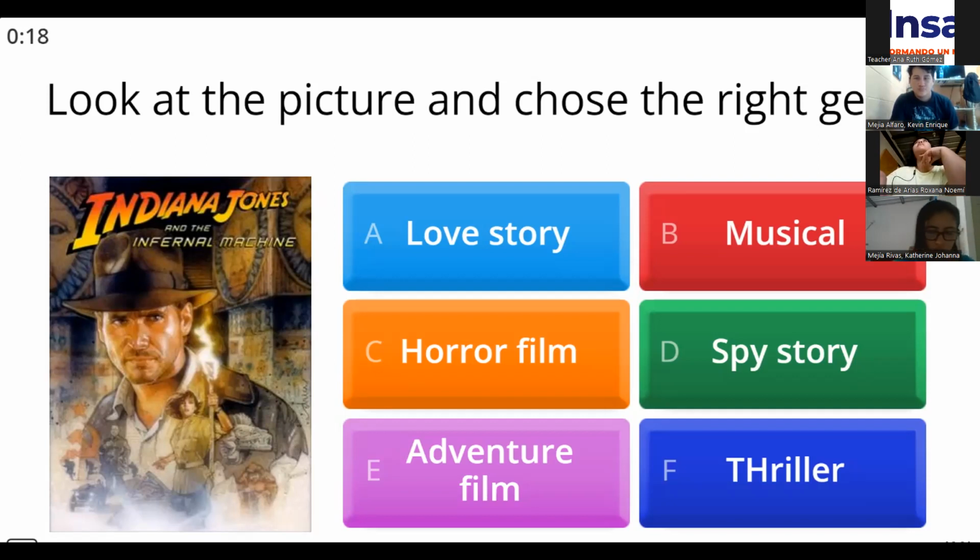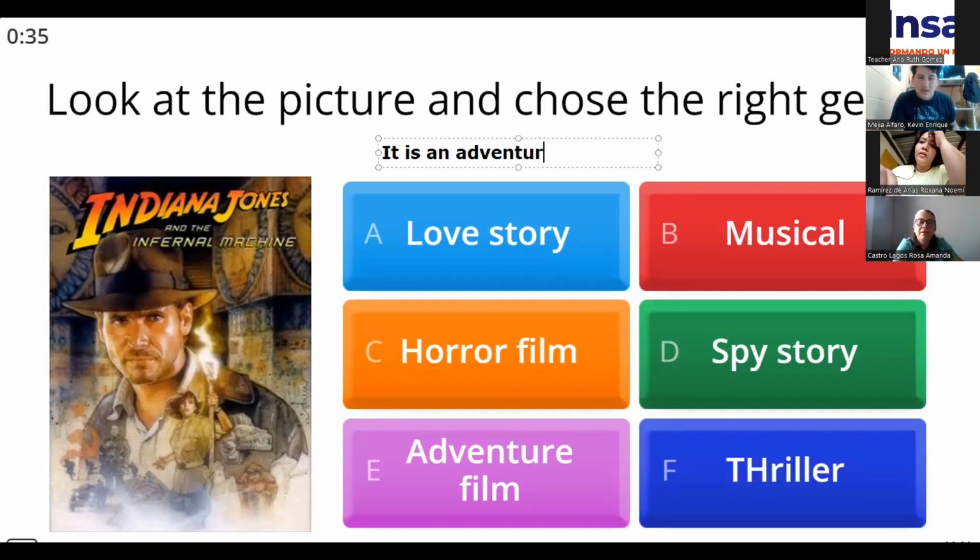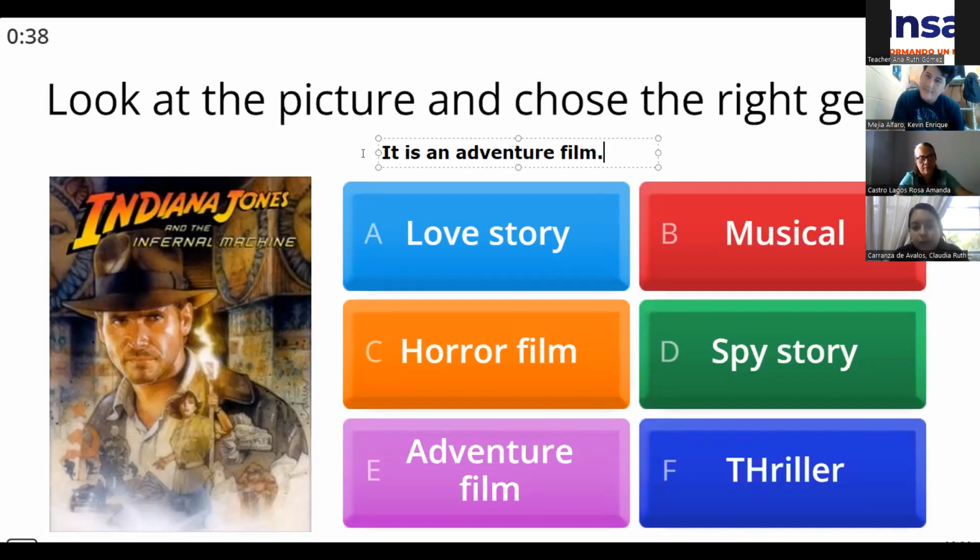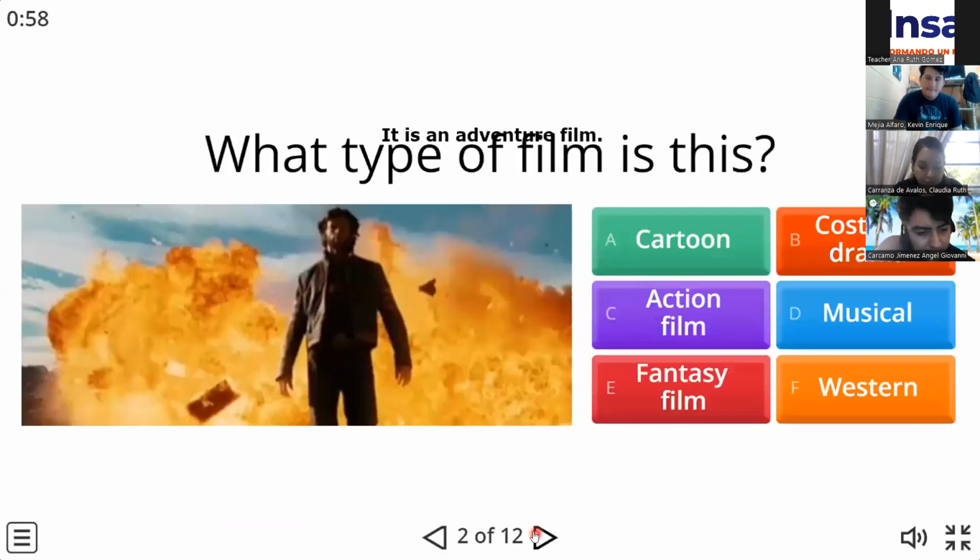Now, for example, this one, Indiana Jones, which is the movie genre? It's an adventure film. Tell me the complete sentence. Indiana Jones is an adventure film. Because you have adventure, this is a vowel, right? This one would be a love story, a horror film, a musical, a spy story, a thriller. An adventure film. And what about the next one?